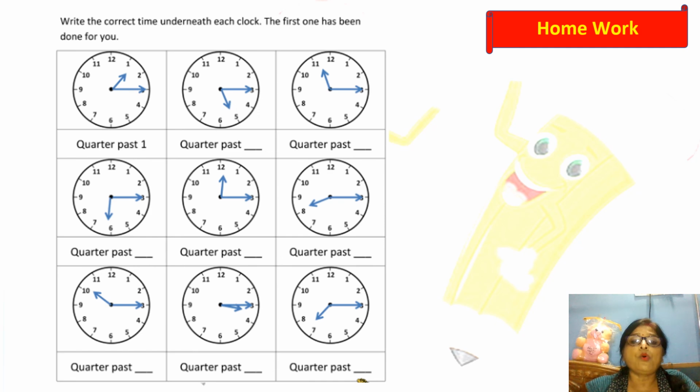Then quarter past. So smaller hand is at 5, so you can say that quarter past 5. Again quarter past. Smaller hand is at 11, so you can say here quarter past 11. In this way, you have to write the correct time underneath each clock.